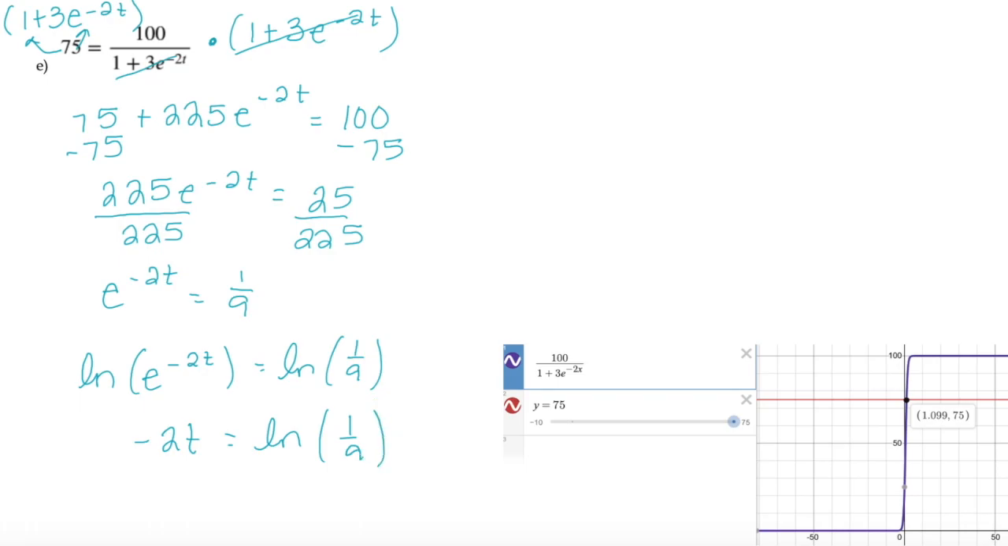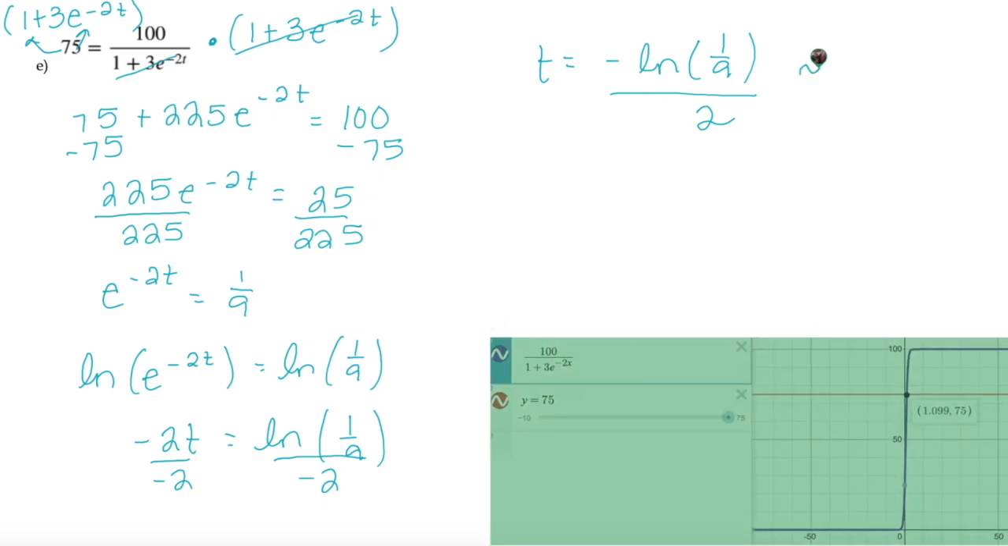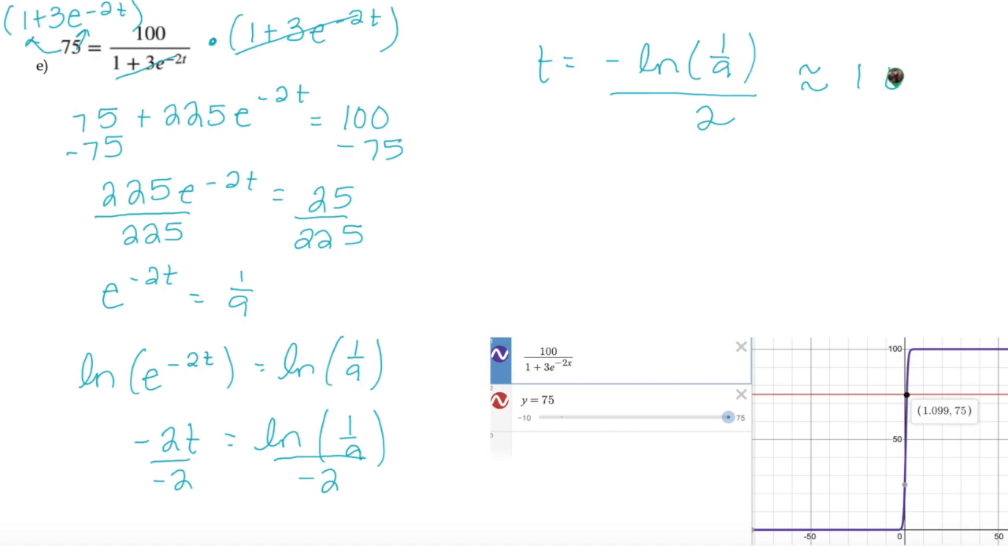And then to get rid of the value with t, we would need to divide both sides by negative 2. So that t would then be equal to negative natural log of 1/9 all over 2, which is approximately 1.099, which does match where they intersect one another when we're using the intersect method on Desmos.